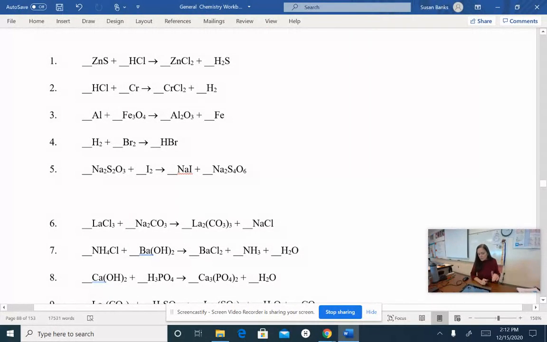All right, here's another set. I want you to go through and balance these. Let's start with the first 5. Balance these to your best ability and then come back and check. Okay? You ready to check?